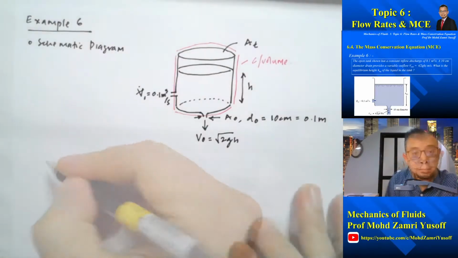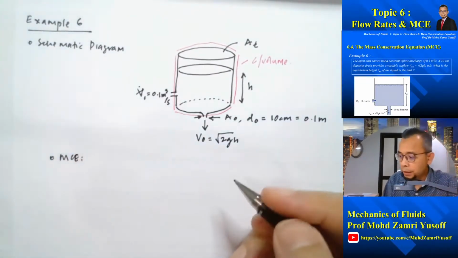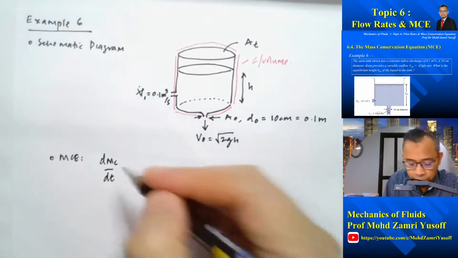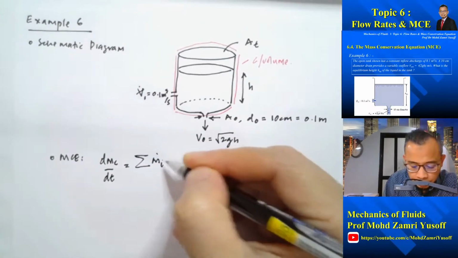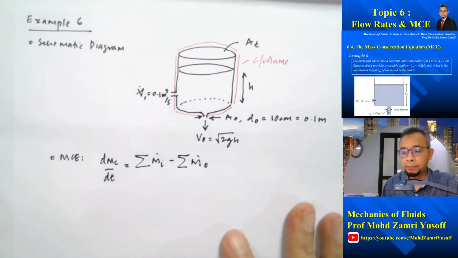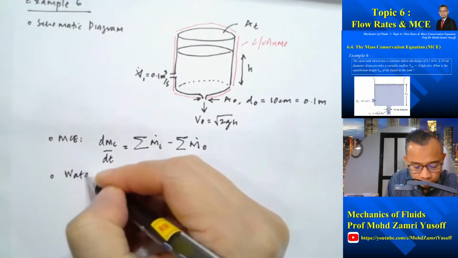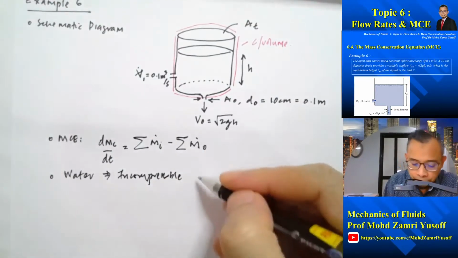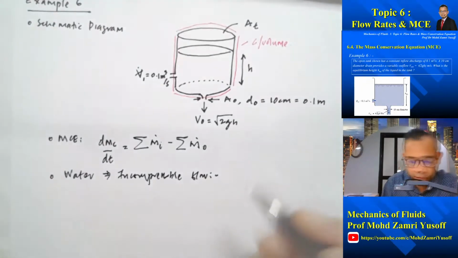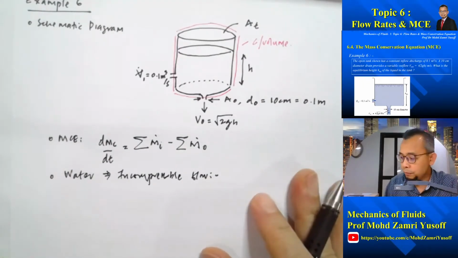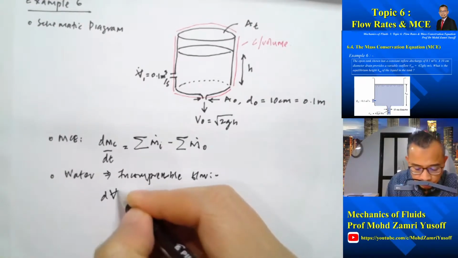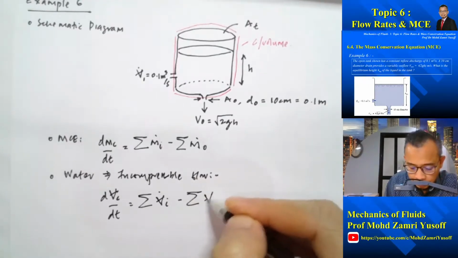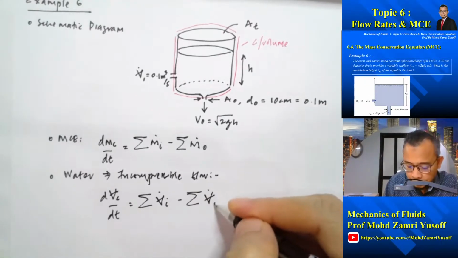So if we apply the mass conservation equation, the general mass conservation equation says that the rate of change of mass of the control volume is equal to mass flow rate in minus mass flow rate out. In this case, we are using water. Water is an incompressible fluid, so the flow is incompressible flow. So we can change the mass flow rate to volume flow rate. So we have dVc by dt is equal to V dot in minus discharge for the volume flow rate out.